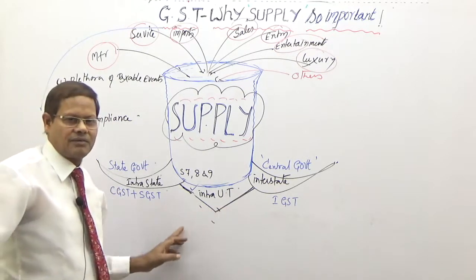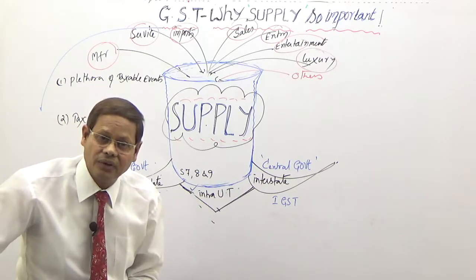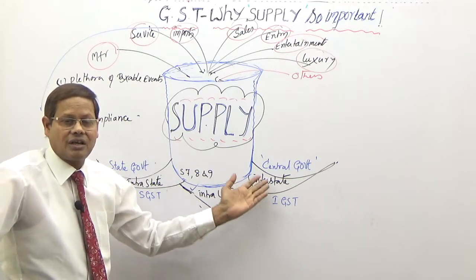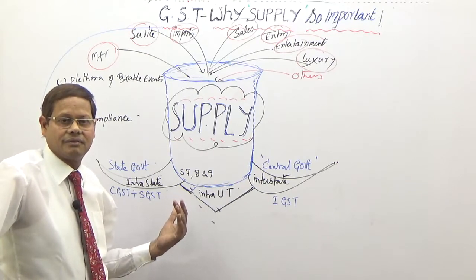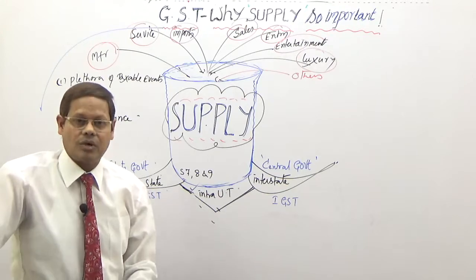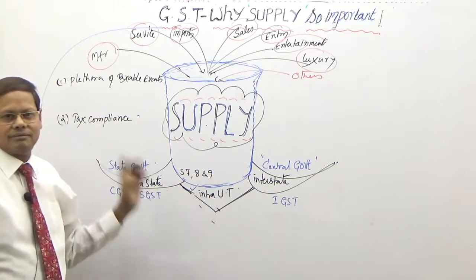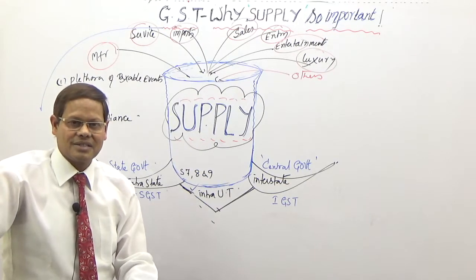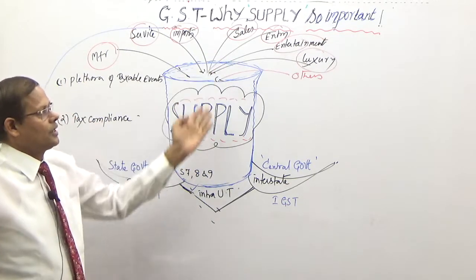So there is a case of double taxation. So you have to be very careful. You have to find out whether my supply is interstate or intrastate. Let there be no mistake. This mistake can be very expensive also. That's the reason why supply is very important.